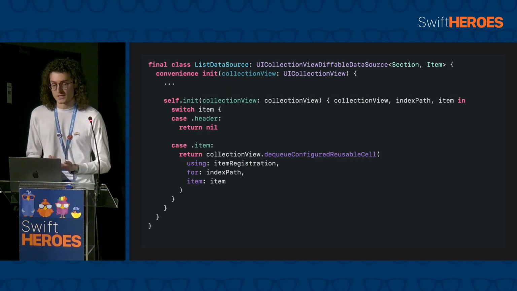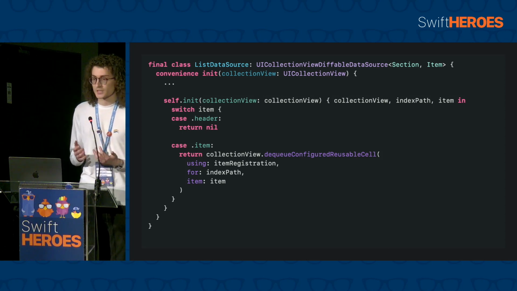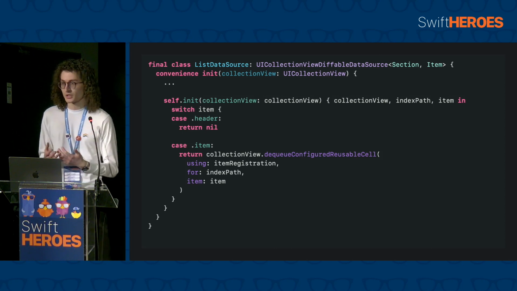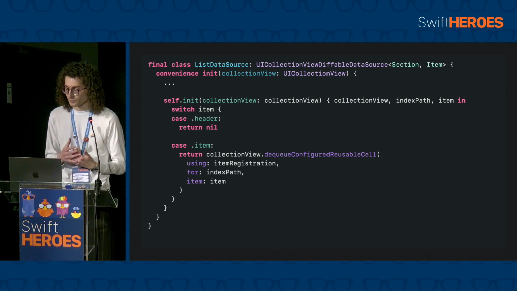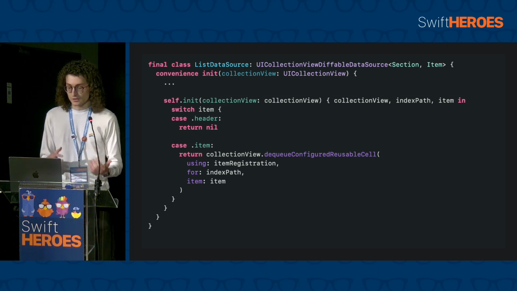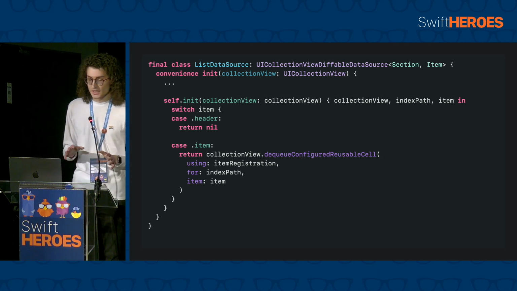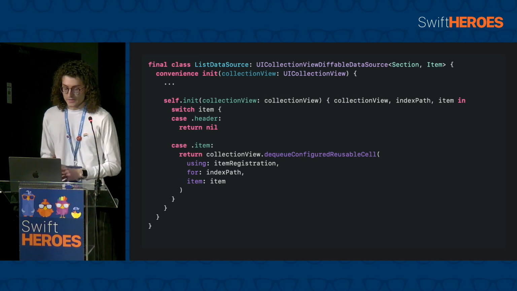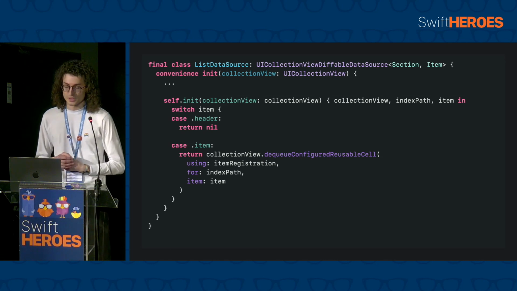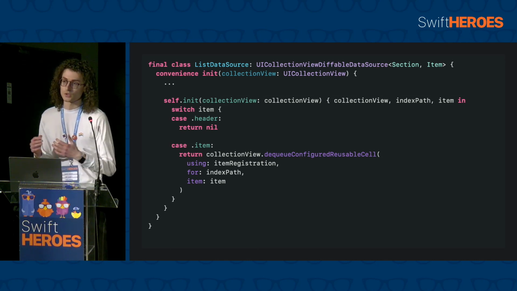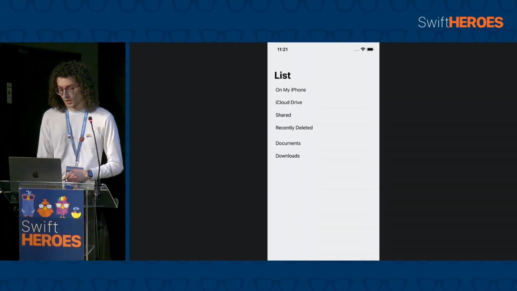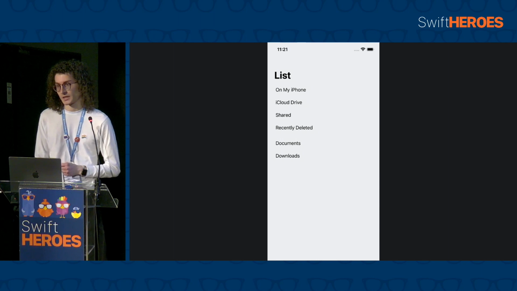Then we also need to initialize our data source, and inside the initializer, we also need to implement the cell provider. And the cell provider is a closure that allows us to dequeue our cells. We're also given the item as an argument, so we can just switch over it and then return the appropriate cell. So in this case, for the header cell, we'll just return nil, and then for the item cell, we will dequeue a cell by using the dequeueConfiguredReusableCell. And it will allow us to configure our cells with the cell registration APIs. So if we then run, this is the result we get.